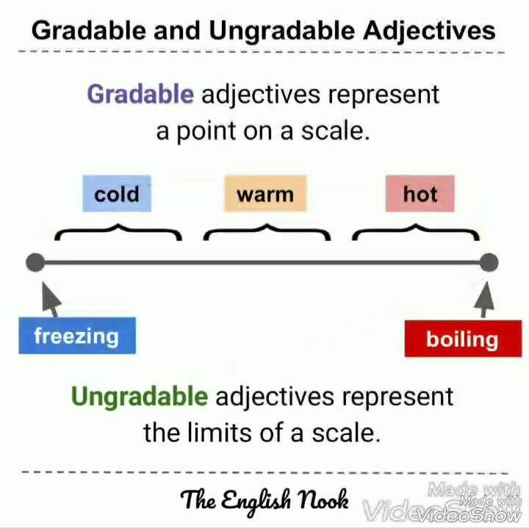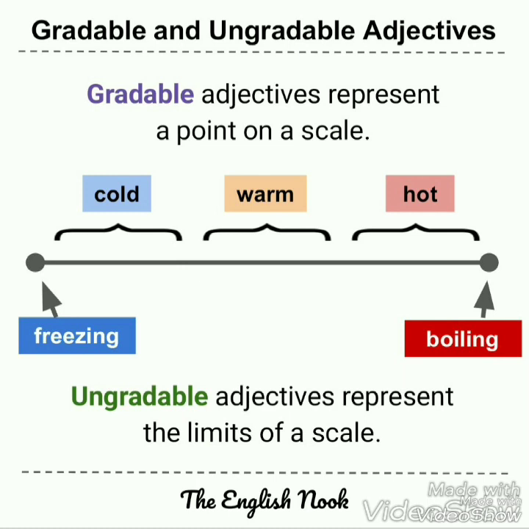Well, let's look at this example of gradable and ungradable adjectives. From looking at freezing to boiling, well, those two are the ungradable adjectives because they represent the limits of the scale. Freezing is freezing and boiling is boiling, and there's really not much of a difference in that, and you can't really make it more freezing or more boiling.